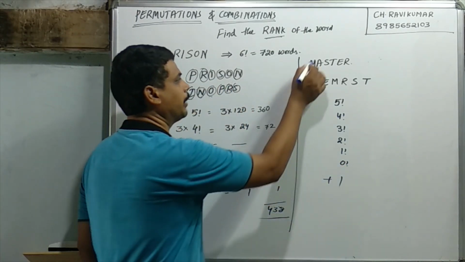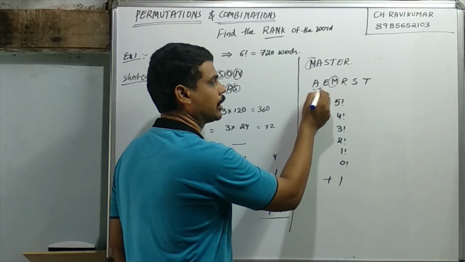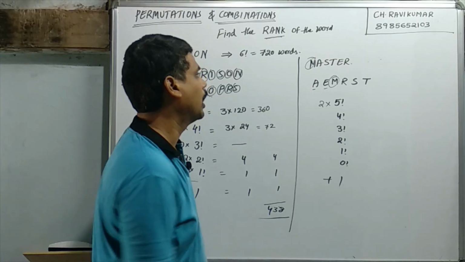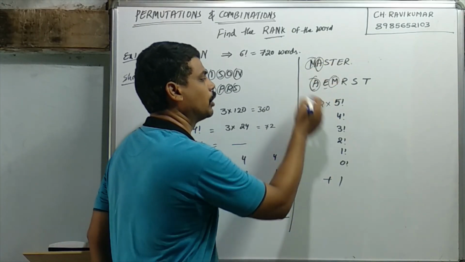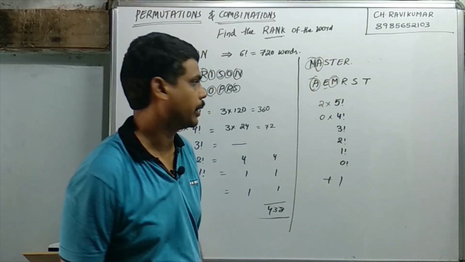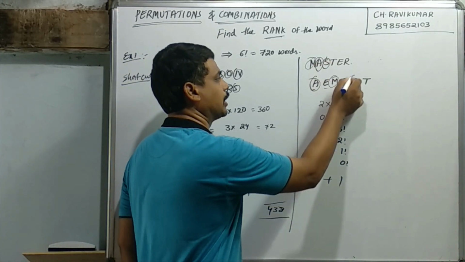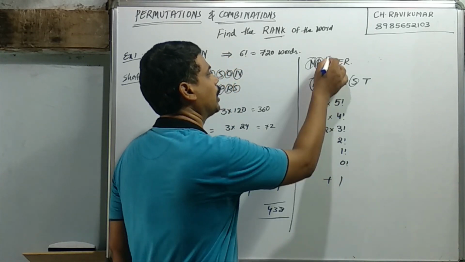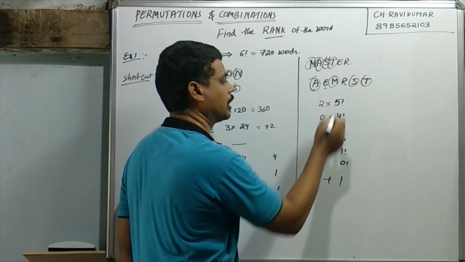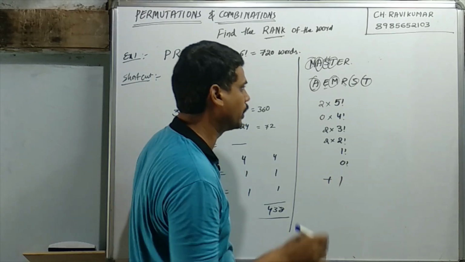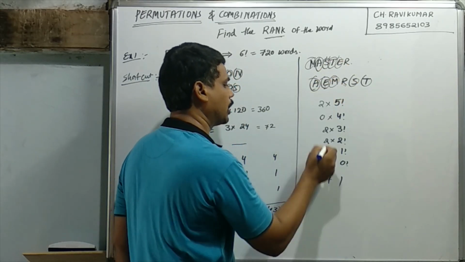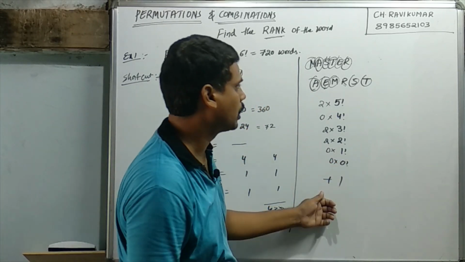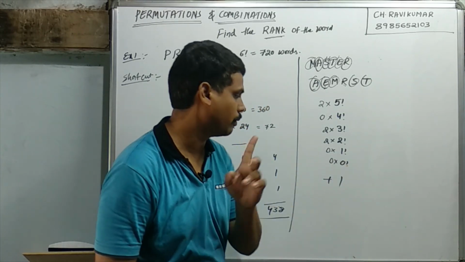So first of all, M, before it how many letters are there? There are 2 letters. So you take 2 into 5 factorial. And A, before it there is no letter, so 0 into 4 factorial. And take S, before it only 2 letters are there, so 2 into 3 factorial. And take T, only 2 letters are there, so 2 into 2 factorial. E, before it there is no letter, 0. R, before it there is no letter, 0. So lastly you take MASTER as that one word.